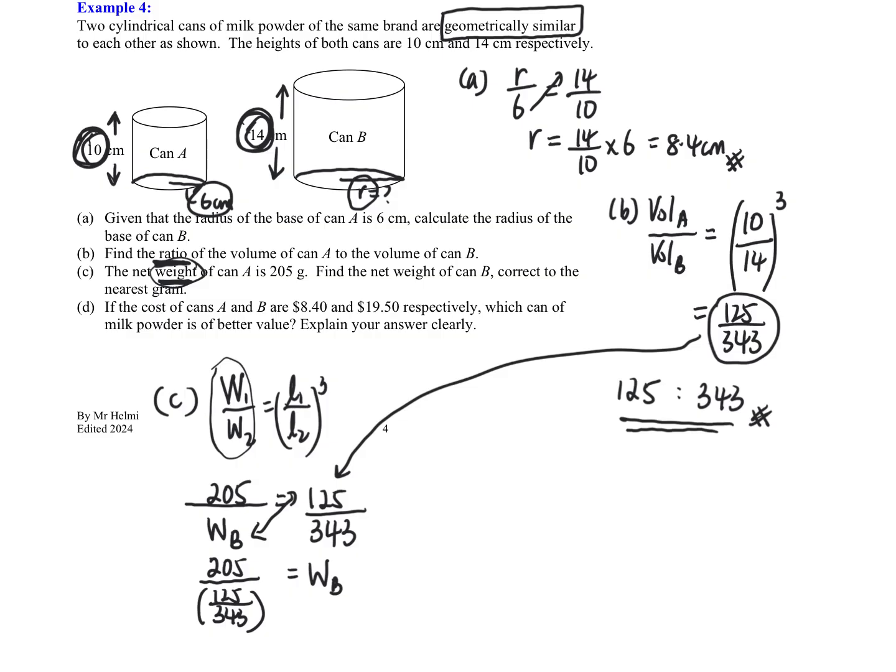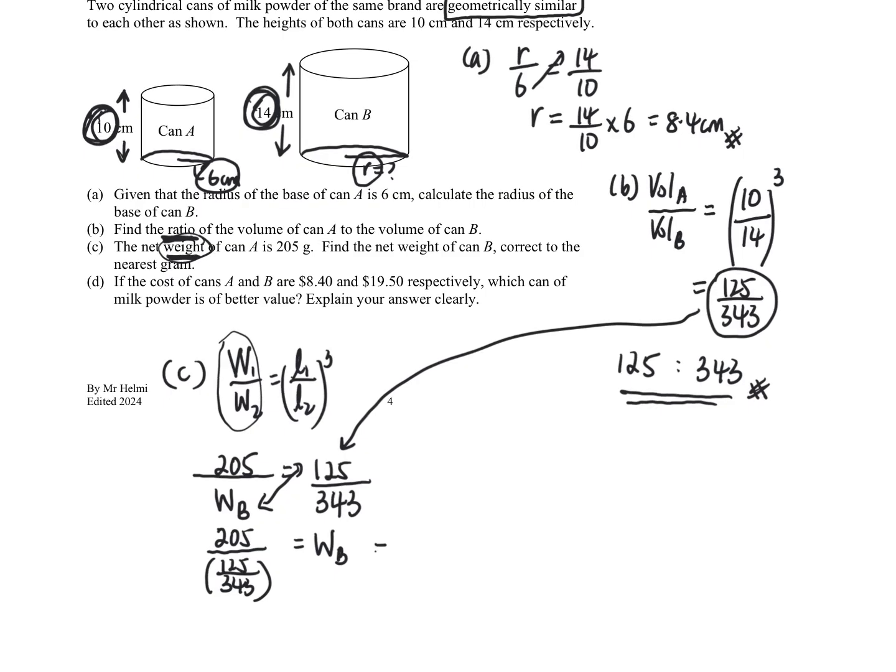So the answer is 562.52 grams, or to the nearest gram, so you give me 563. They say they want you to correct to the nearest gram. Normally we leave it, but because they ask you to correct, then you must change. Got one part left.